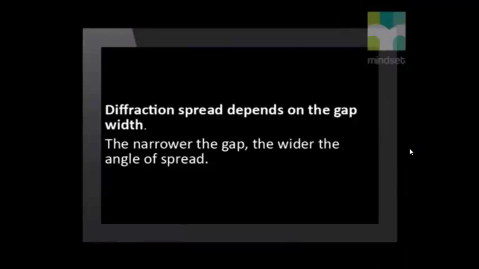Look at the straight wave fronts as they reach the gap in the barrier. As they go through the barrier, they change shape and become circular. From experiments like these, we find that the spread depends on the gap width in the following way. The narrower the gap, the wider the angle of spread.